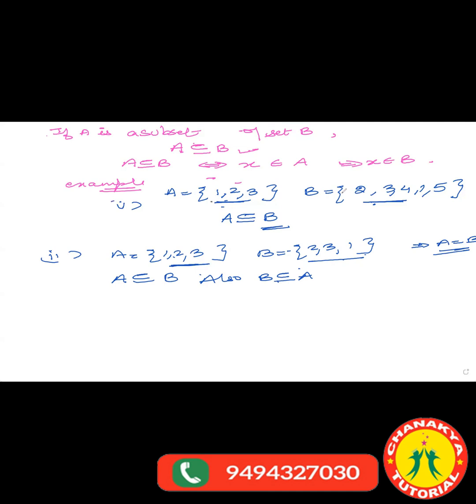In case A is not a subset of B, then you will write this symbol, that A is not a subset of B. Clear, beta? Okay, ma'am.